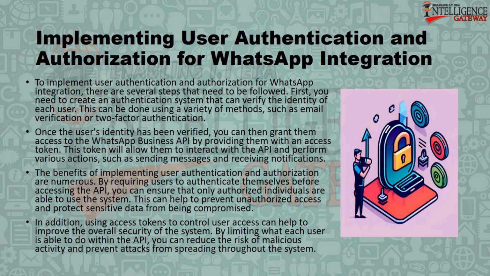notifications. The benefits of implementing user authentication and authorization are numerous. By requiring users to authenticate themselves before accessing the API, you can ensure that only authorized individuals are able to use the system. This can help to prevent unauthorized access and protect sensitive data from being compromised. In addition, using access tokens to control user access can help to improve the overall security of the system. By limiting what each user is able to do within the API, you can reduce the risk of malicious activity and prevent attacks from spreading throughout the system.